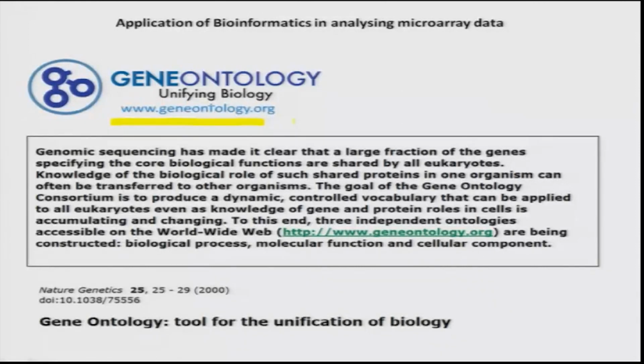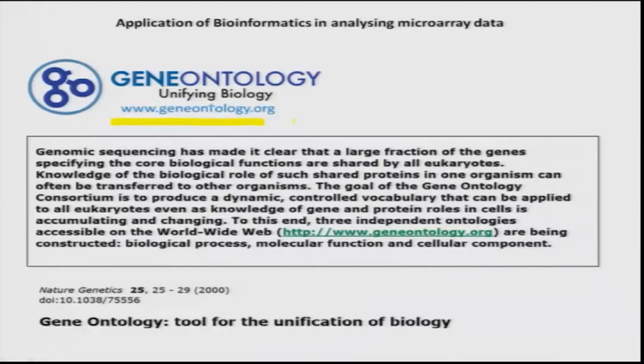It should not be something where everyone uses a different terminology. It should be the same if it defines the same function, therefore easy to understand, and it can be applied to all eukaryotes even as knowledge of the gene and protein roles in the cell is accumulating and changing, because you have to have some unifying code. To this end, three independent ontologies accessible on the World Wide Web, that is geneontology.org, are being constructed. That is when they put this proposal. Now it is pretty much being used.